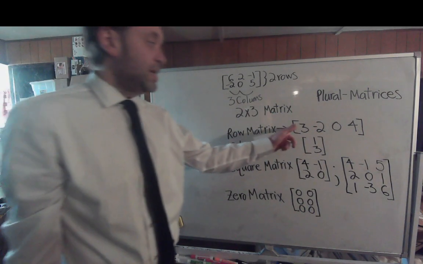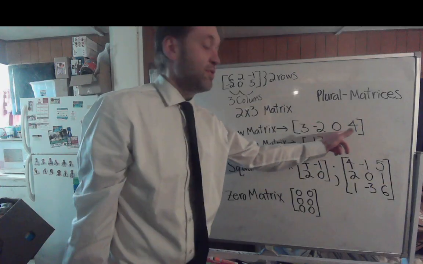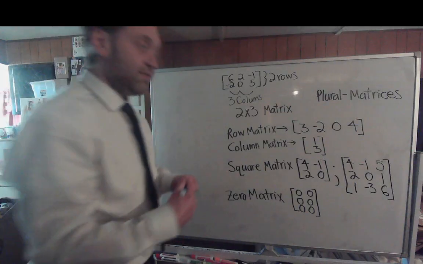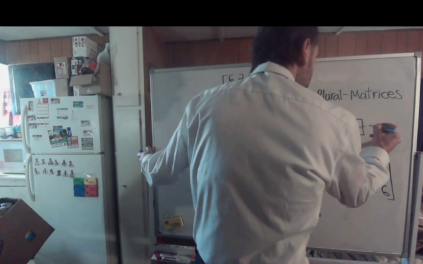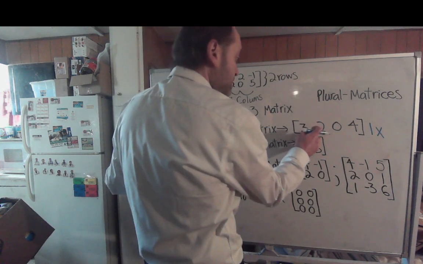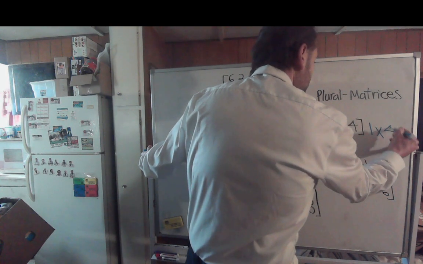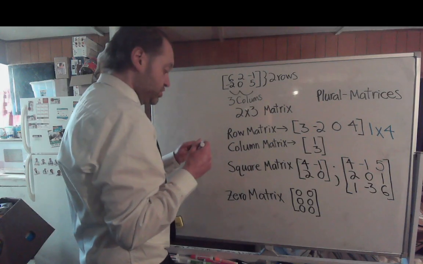Now you have this matrix 3, -2, 0, 4. Let's classify this matrix. So it's obvious there's one row, right? So it's a 1 by what? How many columns are there? You got 1, 2, 3, 4 columns. So this would be a 1 by 4 matrix.